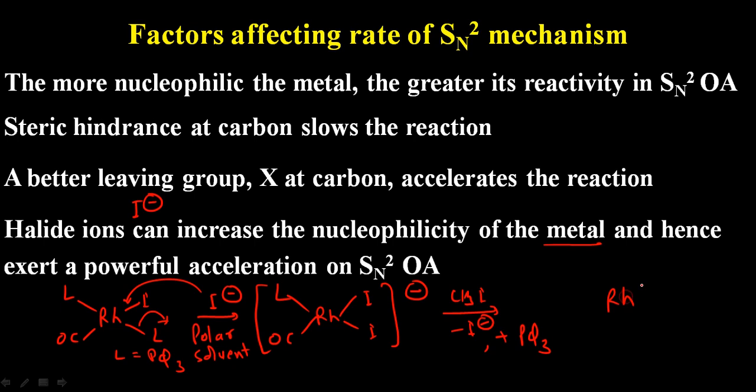We will get a 6 coordinated compound. We are representing triphenyl phosphine as L, with CO, I and methyl. So this is the complex which is being formed, and the rate of the reaction is increased in the presence of this iodide ion and polar solvent for the complex of rhodium.